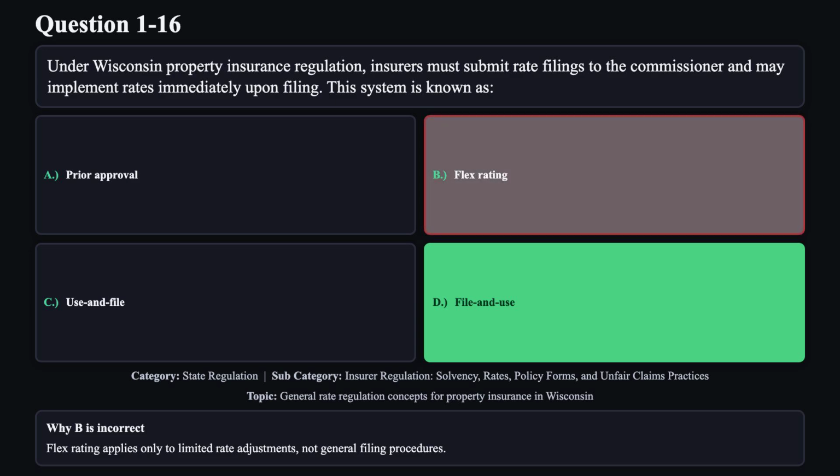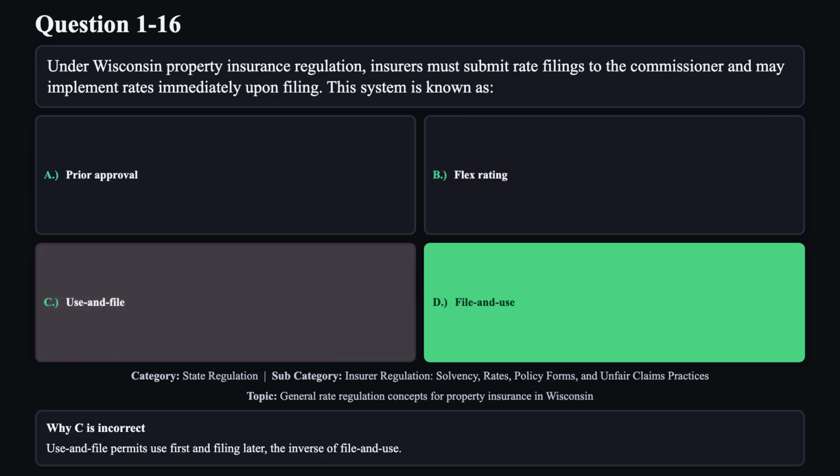Flex rating applies only to limited rate adjustments, not general filing procedures. Reason C is not correct. Use and file permits use first and filing later, the inverse of file and use.